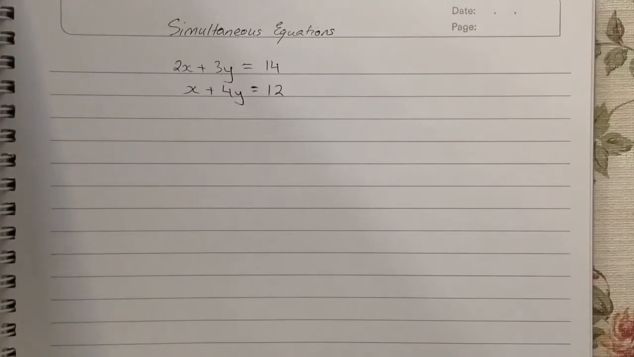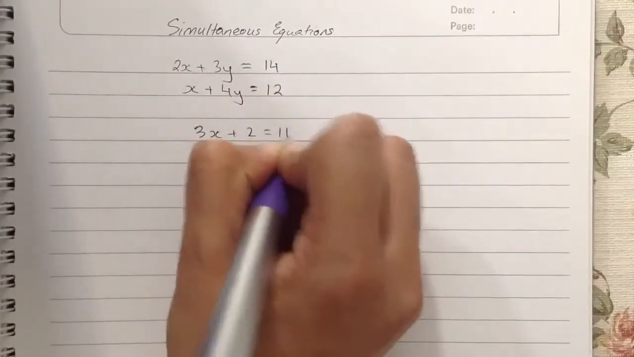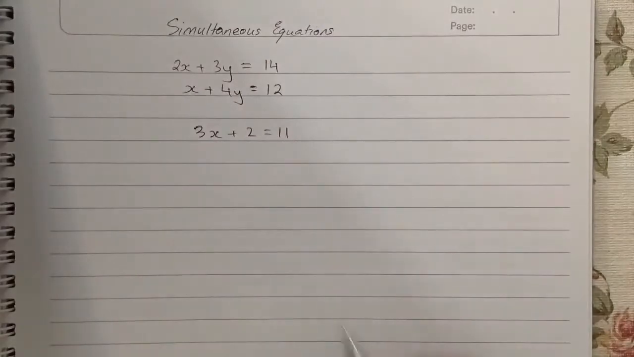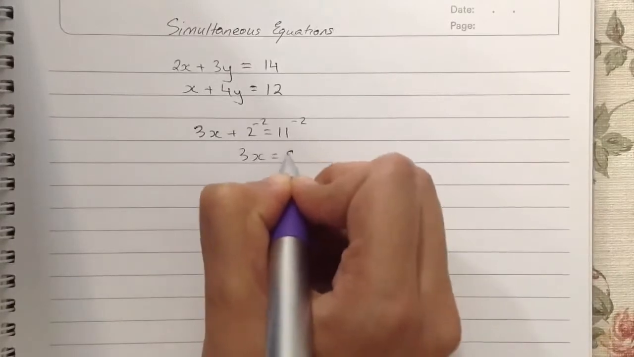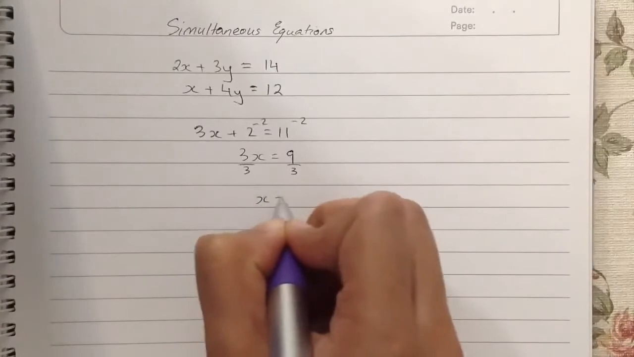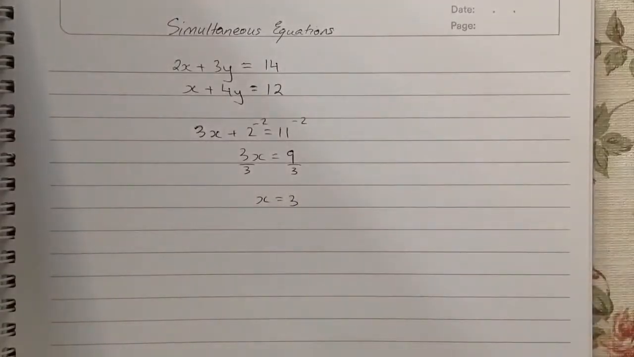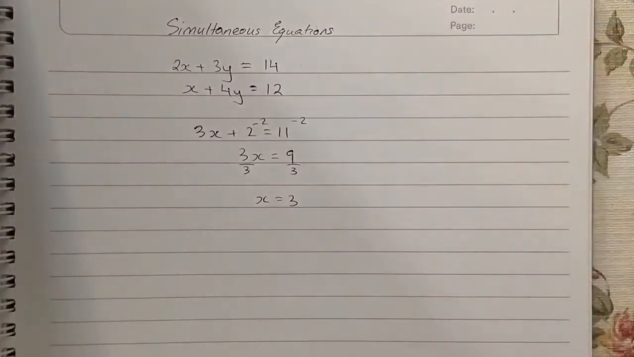In order to solve an equation by rearranging it, it needs to only consist of one unknown. For example, if we had 3x plus 2 equals 11, we can solve this by rearranging it. If we minus 2 from both sides, we get 3x equals 9, and then if we divide by 3, we get x equals 3, and we're done. In order to do this for simultaneous equations, we need to first create one equation with one unknown in it.